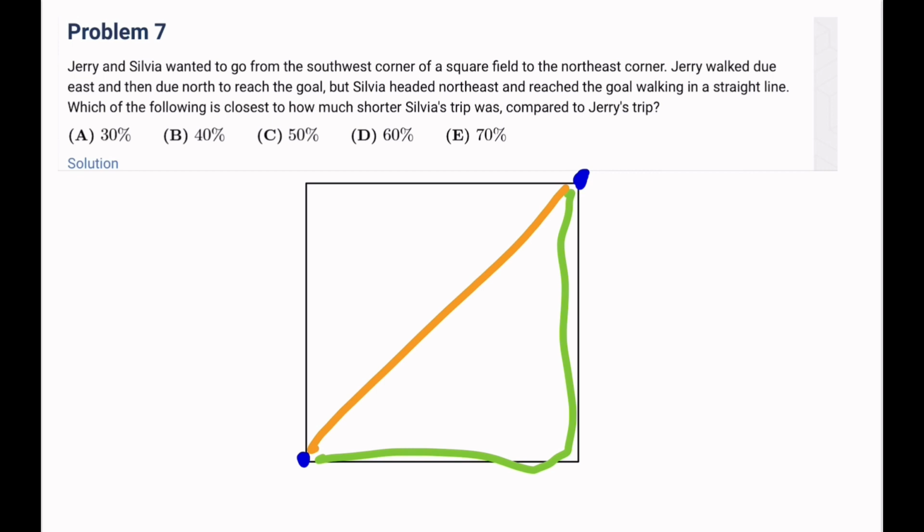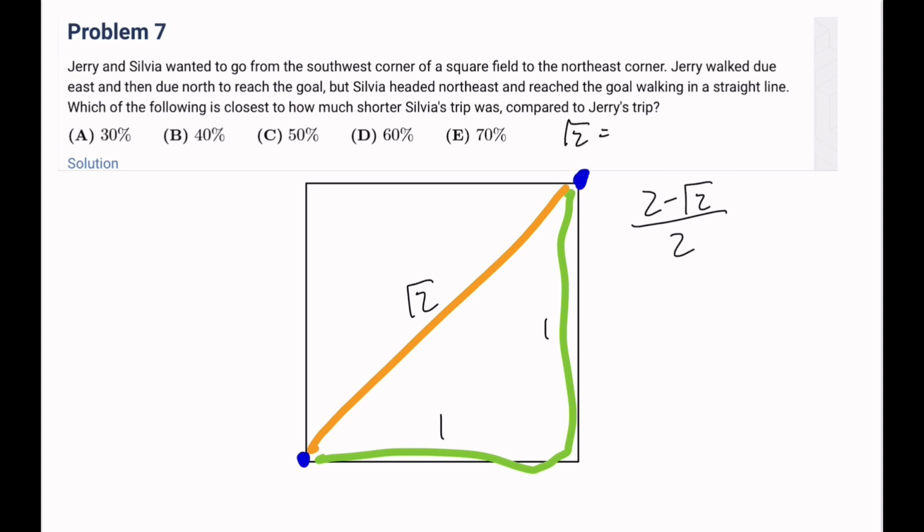And so how much shorter was Sylvia's trip? Okay, so let's say that the length was 1 and 1, and so this would be root 2, right? And so how much shorter Sylvia's trip was? That would be 2 minus root 2 over 2, right? Because Jerry walked 2 and Sylvia walked root 2, and so how much shorter it was would be 2 minus root 2 all over 2, right?